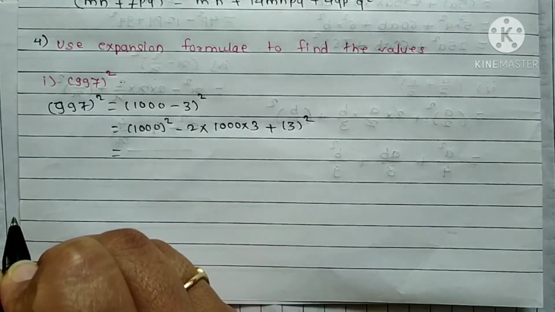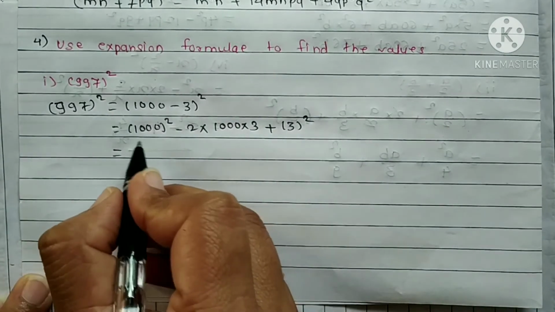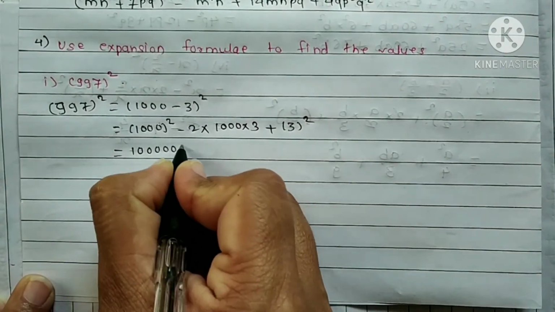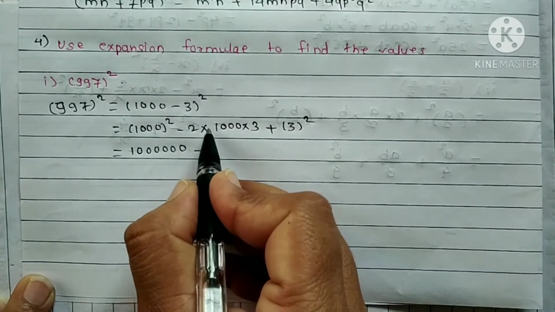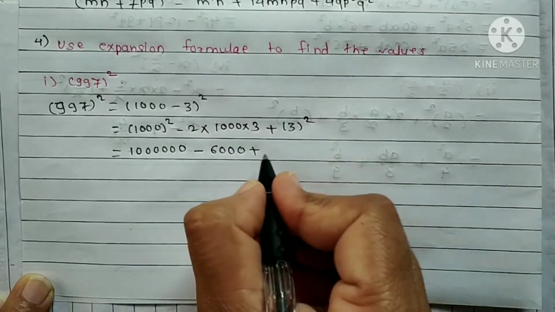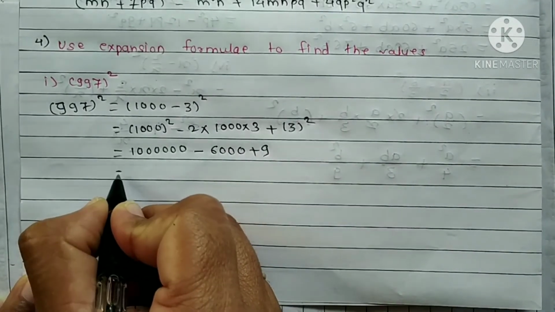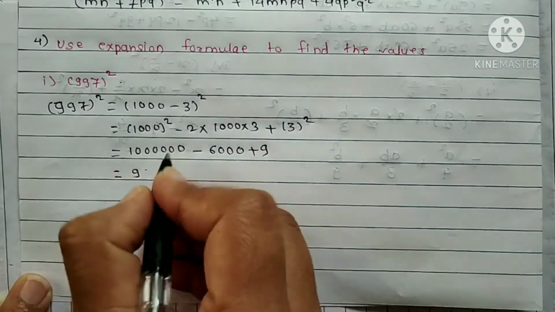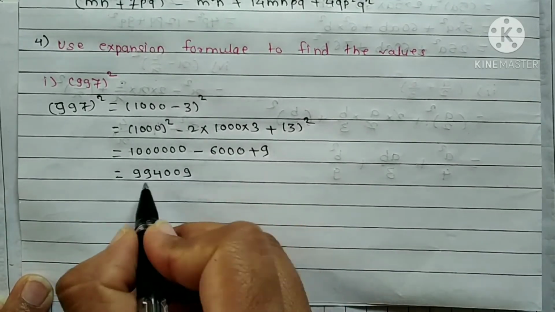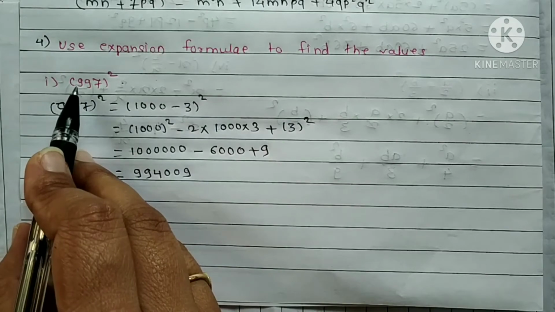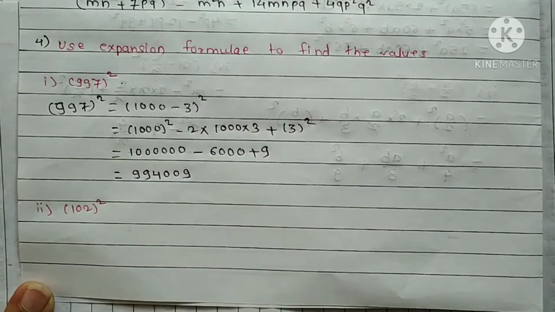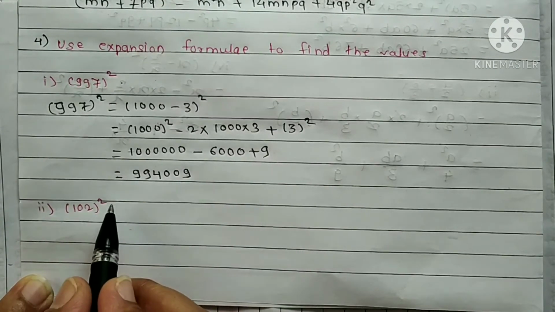1000 square is 10 lakh, minus 2 into 1000 into 3, that is 6000, plus 3 square is 9. After simplification you get 9,94,009. Okay, this is the square of 997.